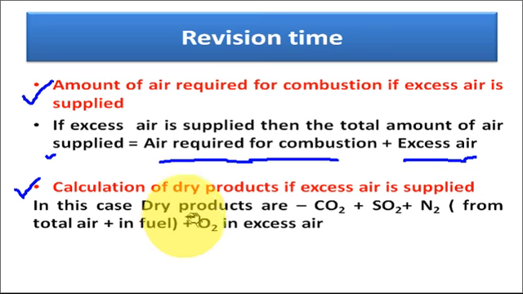And the dry products of combustion in case of excess air supply will be carbon dioxide, sulfur dioxide, nitrogen and oxygen. Nitrogen comes from the total air and also from the fuel, and oxygen is only from the excess air. This is what we have learned in today's class. Please read carefully, watch the video carefully and solve the numerical.